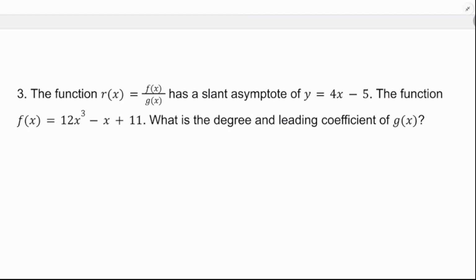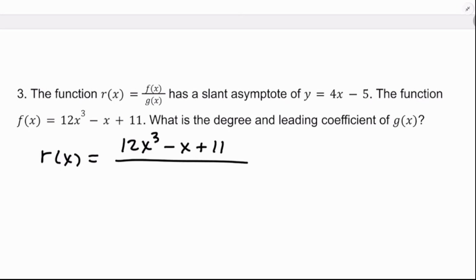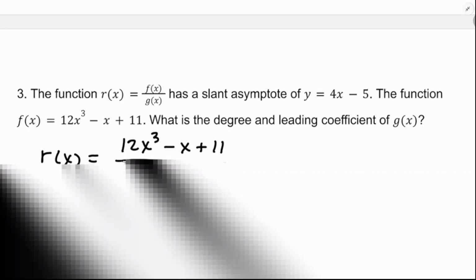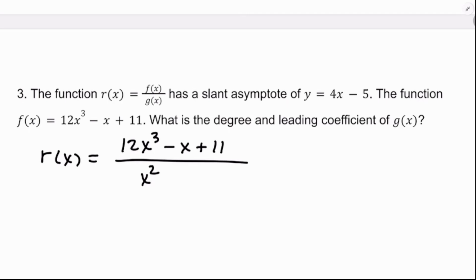All right, so what we know here is r of x is equal to f of x, which is 12x cubed minus x plus 11, divided by g of x. Okay, and if it's got a slanted asymptote of y equals 4x minus 5, then I know that r is a bigger on top by 1 type rational function. So I'm going to have x squared there, but I'm really going to have some other number of x squareds.